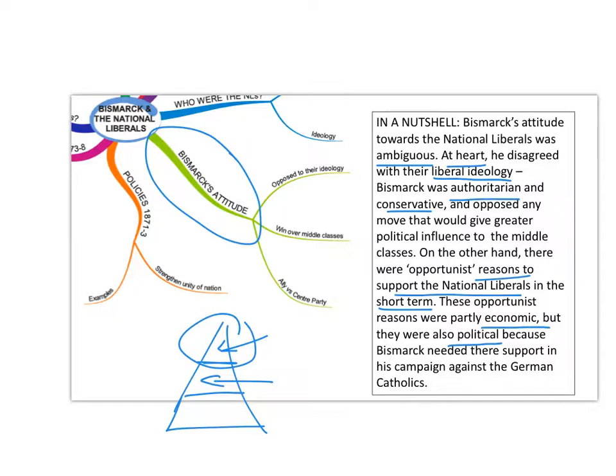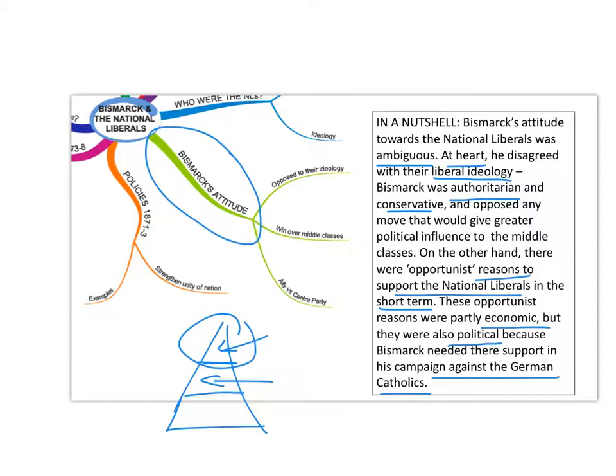An additional reason, at that time, in the early 1870s, Bismarck was waging a campaign against German Catholics. Now, I won't talk about that because that's the next topic, the Kulturkampf. But to wage his campaign against the Catholics, Bismarck needed support from wherever he can get it, and as it happened, the National Liberals were anti-Catholic. Okay, we'll do that in a later lesson. But that was an additional reason.